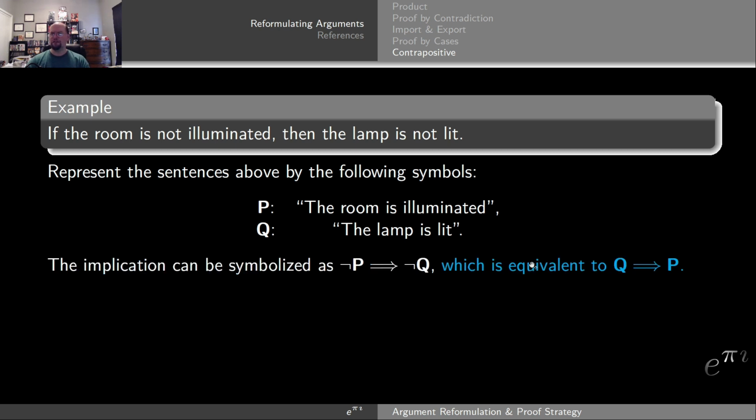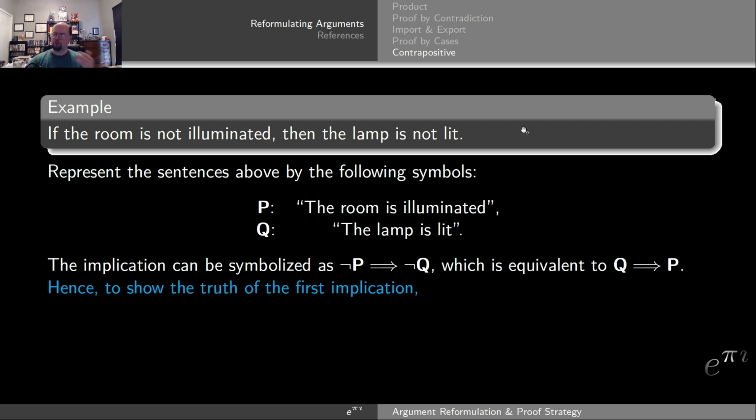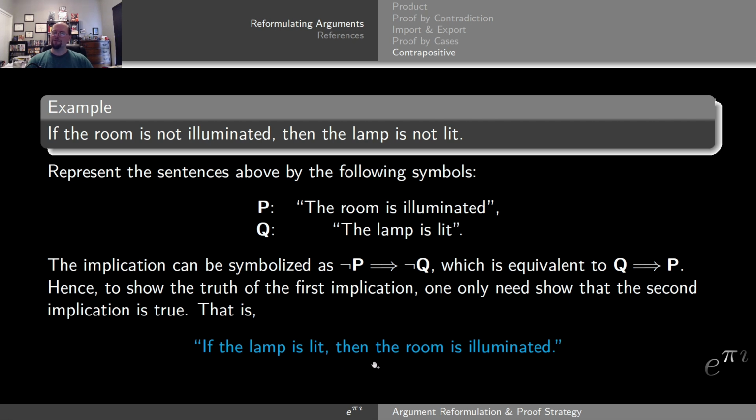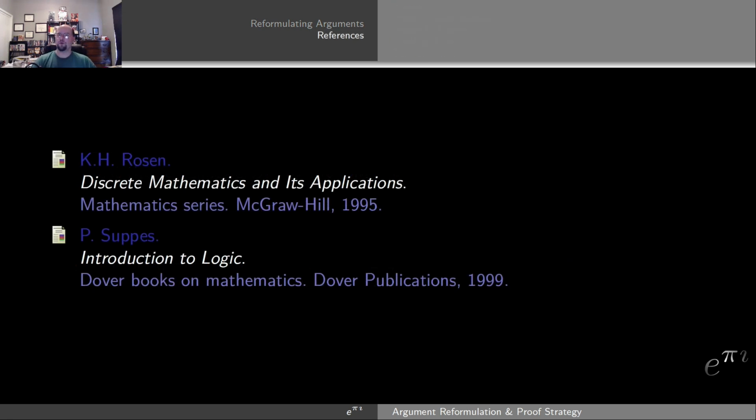But as we've seen, this is equivalent to Q implies P. So if one wants to show the truth of the original sentence, the original implication, all one has to do is show the truth of the second implication, Q implies P. That is, if the lamp is lit, then the room is illuminated. And that's where we'll stop for today.